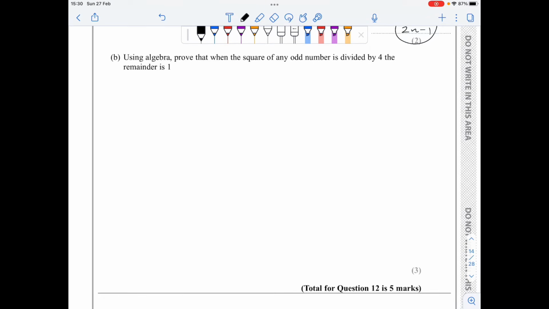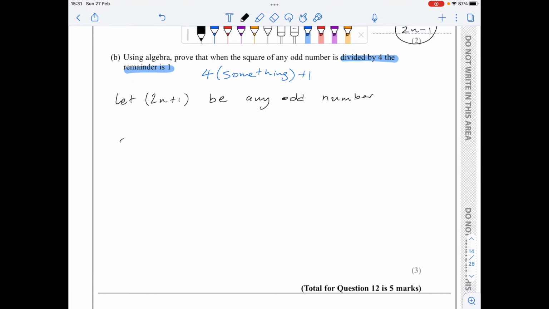For part B, let 2n plus 1 be any odd number. And I'm asked to show that the square of any odd number, when divided by 4, the remainder is 1. What this means is that I can write the final expression in the form 4 times something plus 1.